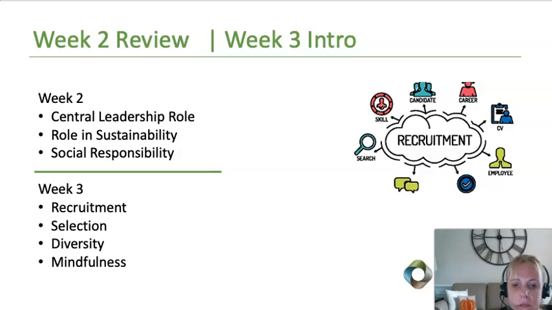So this brings us to week 3 and the topic that is the first stage in the employee life cycle and the second stage in what we call the HR functions. It's recruitment and selection. Let's see how week 2 and week 3 tie together, shall we?